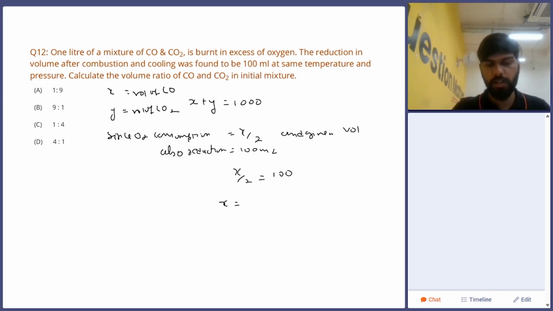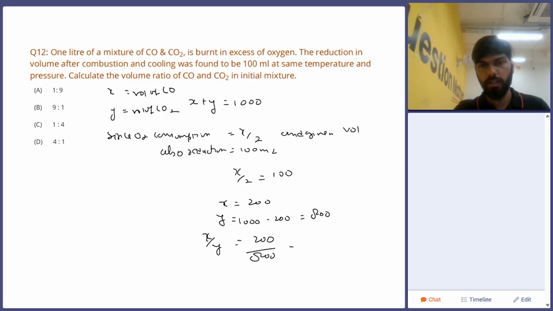So the X value is 200, right? So the Y value is 1000 minus 200, that is 800. So X upon Y is 200 upon 800, so the ratio is 1:4. So 1:4 is the right answer. Option C is most appropriate here.